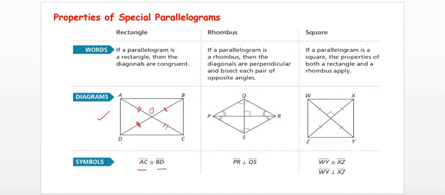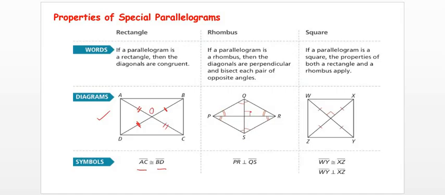Okay. If we look at the shape of the rhombus, there's a special property for this rhombus. It says if a parallelogram is a rhombus, then the diagonals are perpendicular and bisect each pair of the opposite angles. So if you look at the two diagonals of the rhombus, they are not congruent. That's why this rhombus is different from the rectangle, in which the two diagonals are congruent. Here the diagonals are of different size, right?